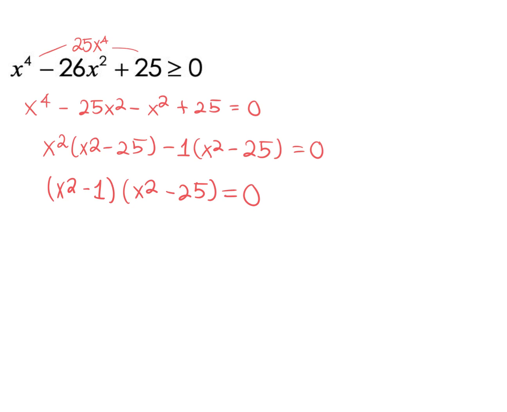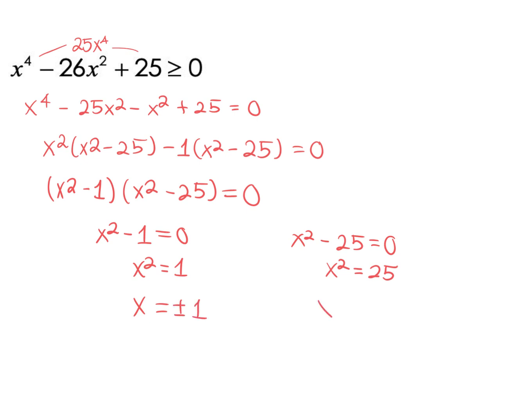Well, actually, we don't even need to do that. I'm just going to do it like this. I'm going to set them both equal to 0. And when we do that, we end up with x squared equals 1 and x squared equals 25. So x is 0 at plus or minus 1 and plus or minus 5. So we have more values we have to check here. So we're going to check negative 5, negative 1, 1, and 5.